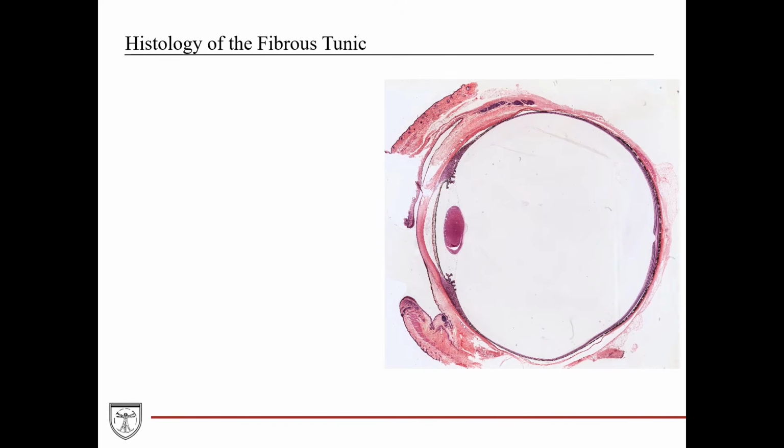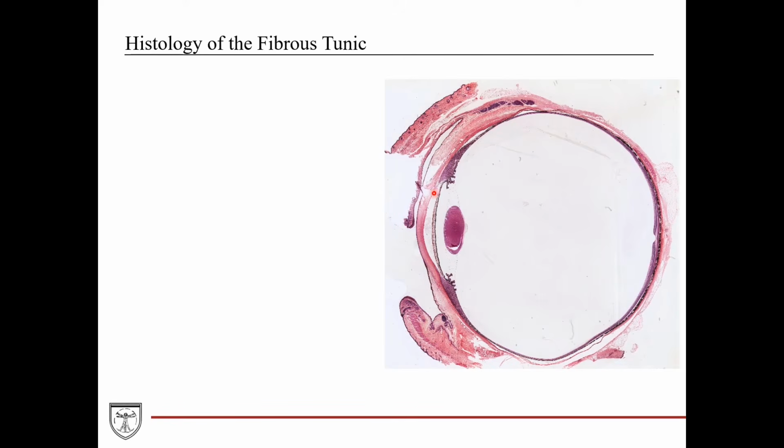Let's look at each layer of the eye one by one in a little more detail. We'll start with the fibrous tunic. As mentioned earlier, the fibrous tunic has two main parts, the cornea and the sclera, this thinner looking dense connective tissue that surrounds the rest of the globe.